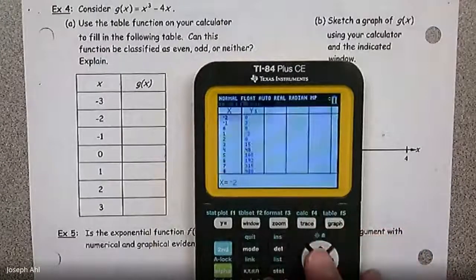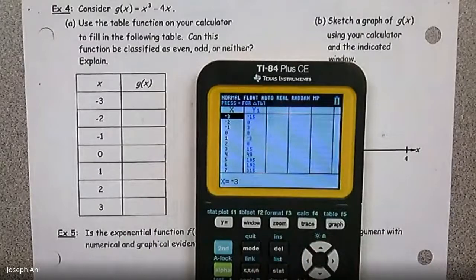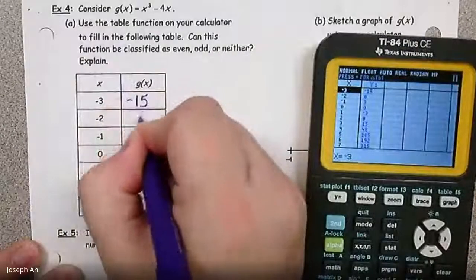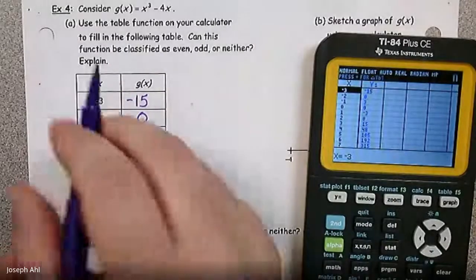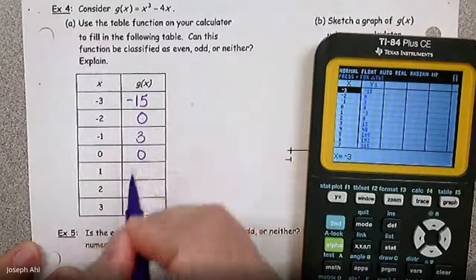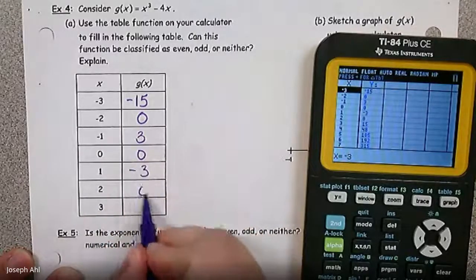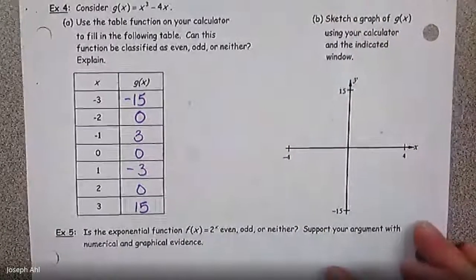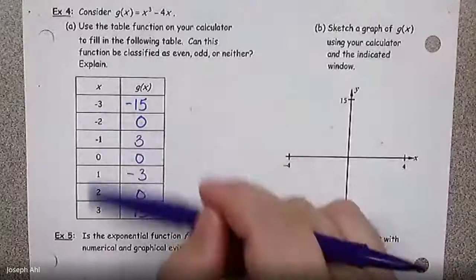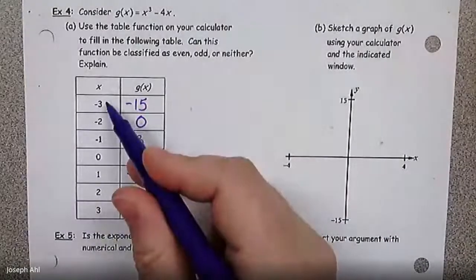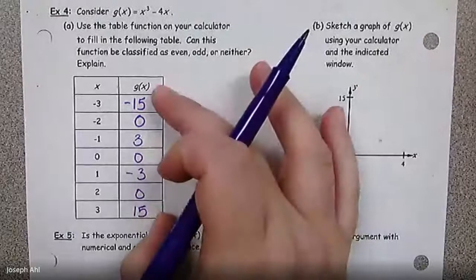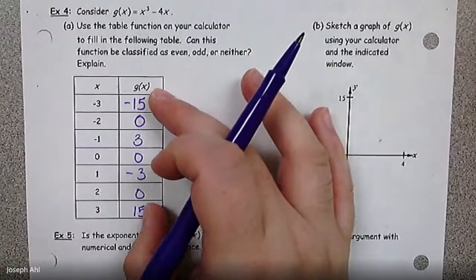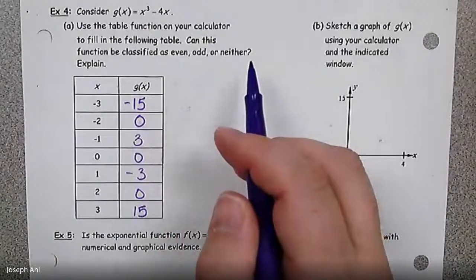And if I jump to the table there, when x equals -3, the y value is -15. When x is -2, we get 0. At -1, we have 3. 0, 0 is a point on the graph, and then we get -3, 0, and 15. Okay. So once we fill in the table, since we have a decent amount of x and -x pairs, we should be able to analyze the corresponding y values and decide, is this even, is this odd, or is it neither of the two?